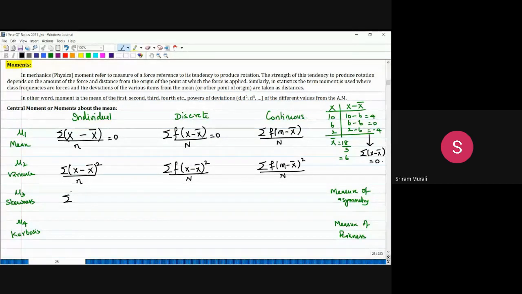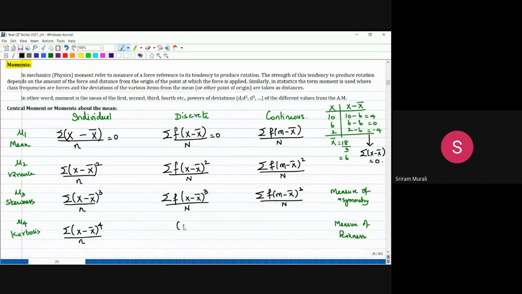If you take this, it is sigma x minus x bar the whole cube. I should do it for 3 times, add, divide by n. Do the same for f into the whole cube divided by n. This is sigma m into the whole cube divided by n. Lastly, kurtosis. Deviation taken from x minus x bar the whole power 4, add this, divide by n. This is x minus x bar the whole power 4 multiplied with f, divided by capital N.